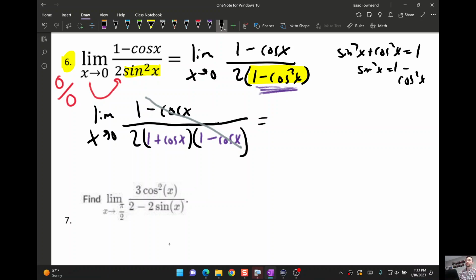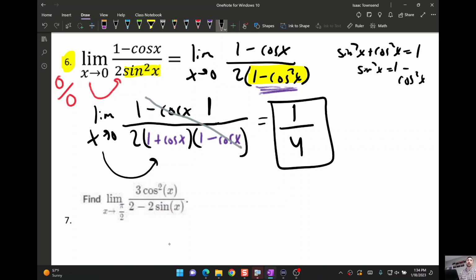Okay, I'm plugging in 0 into this stuff, and I'm going to get 2 times 1 plus the cosine of 0. And what is the cosine of 0? So 2 times 2 ends up being 4. Very good. If your numerator all goes away, it doesn't just disappear. It doesn't make your denominator your numerator. If all of your numerator goes away, it's a 1.